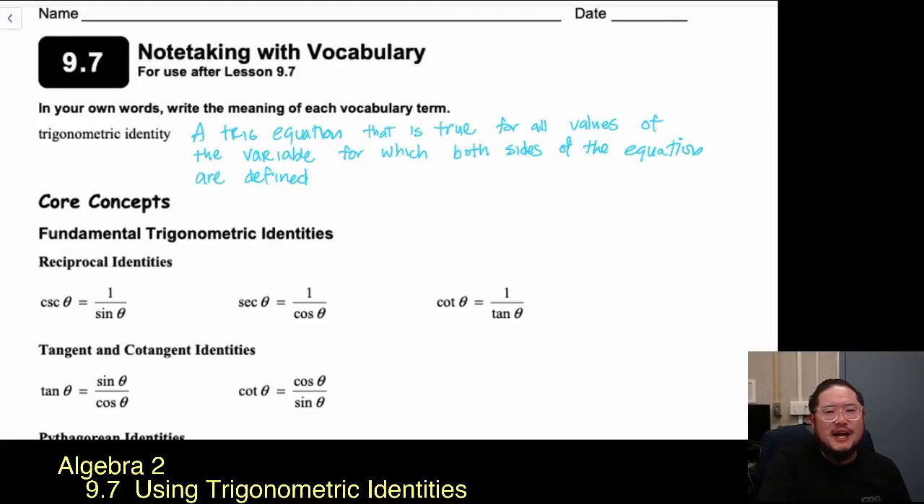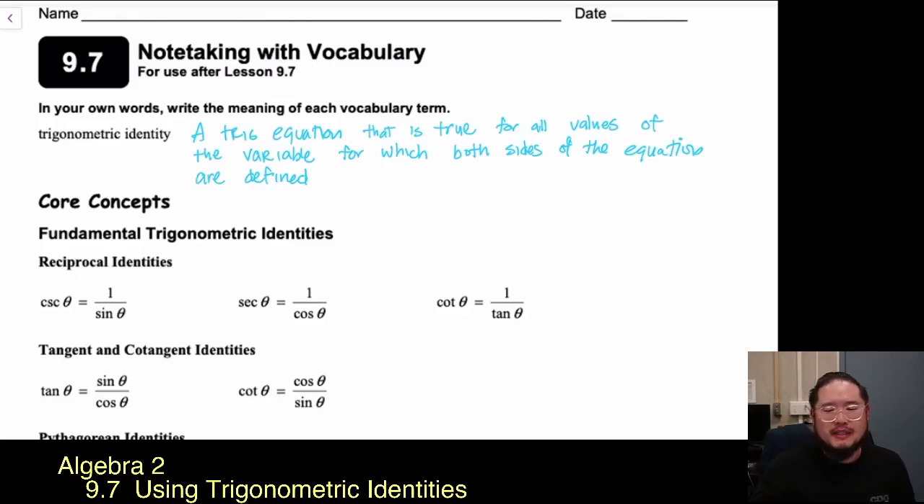In today's lesson 9.7, we're going to take a look at using trigonometric identities. And what is a trigonometric identity? Right here, I have it down. It says it's a trig equation that is true for all values of the variable for which both sides of the equation are defined. So bottom line, there are a bunch of equations that you need to memorize, okay?